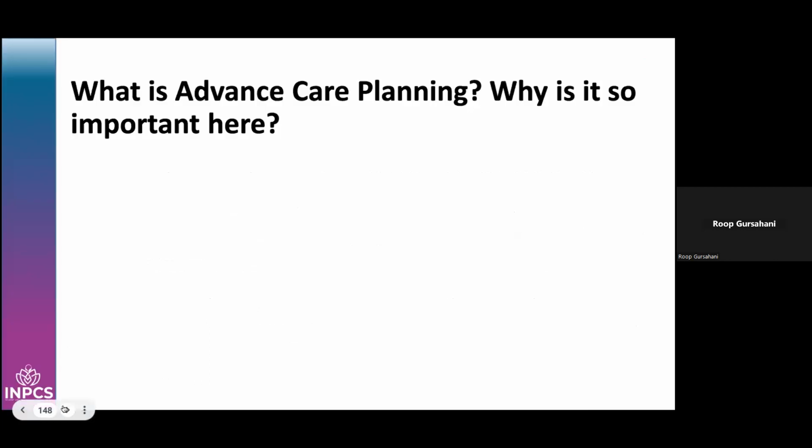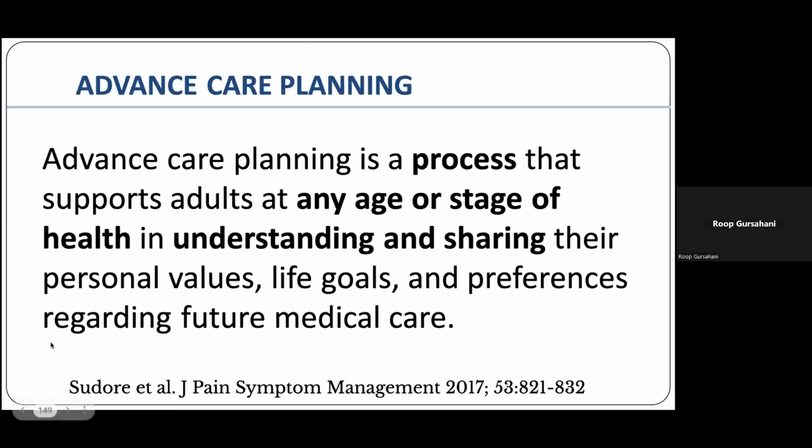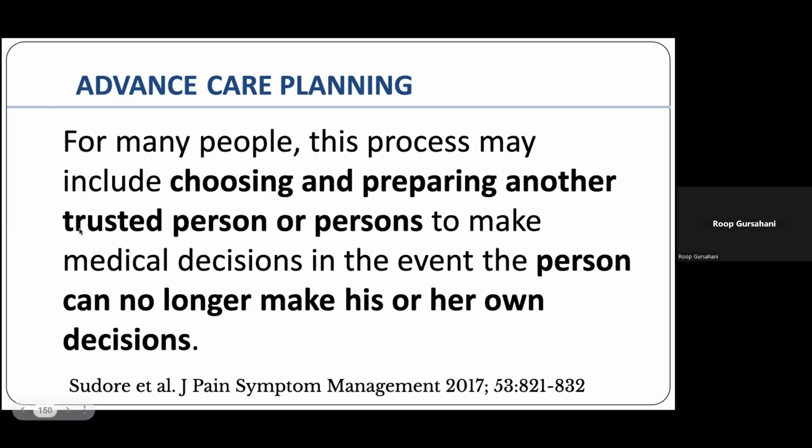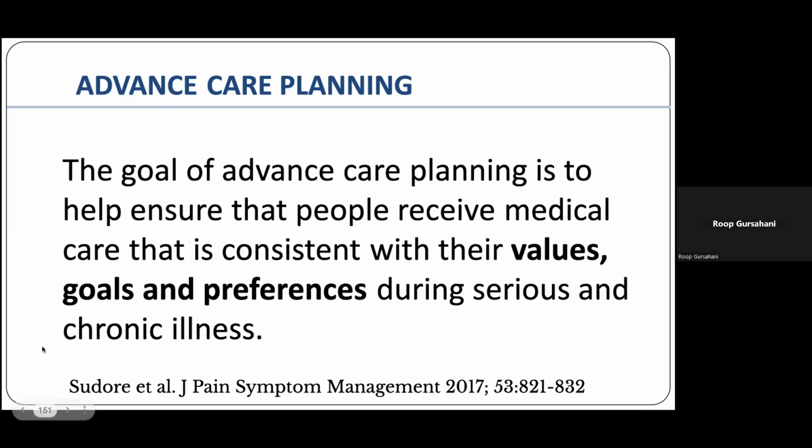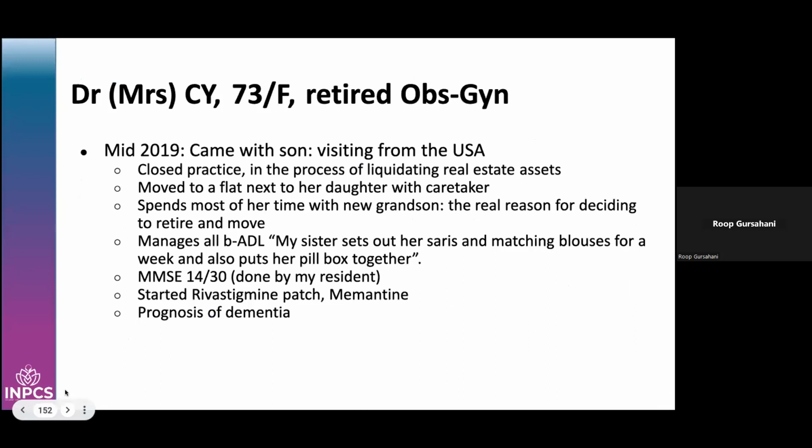And why is it so important here? Remember that advanced care planning is a process that supports adults at any age or stage of health in understanding and sharing their personal values, life goals, and preferences regarding future medical care. And probably the more important part of it is choosing and preparing another trusted person to make medical decisions. And that person also has to be prepared. That person has to understand what you would want, so that the patient receives medical care that is consistent with their values, goals, and preferences.